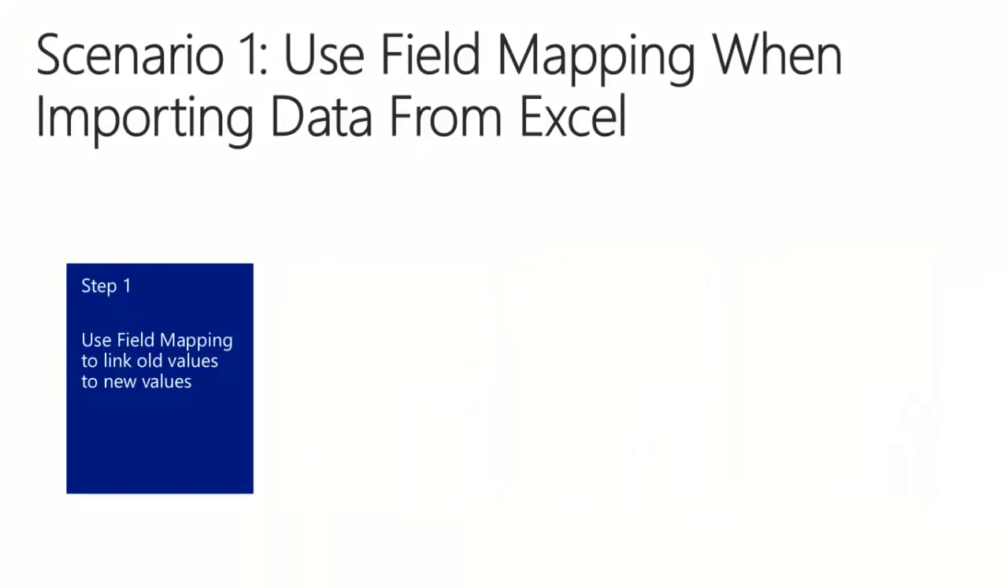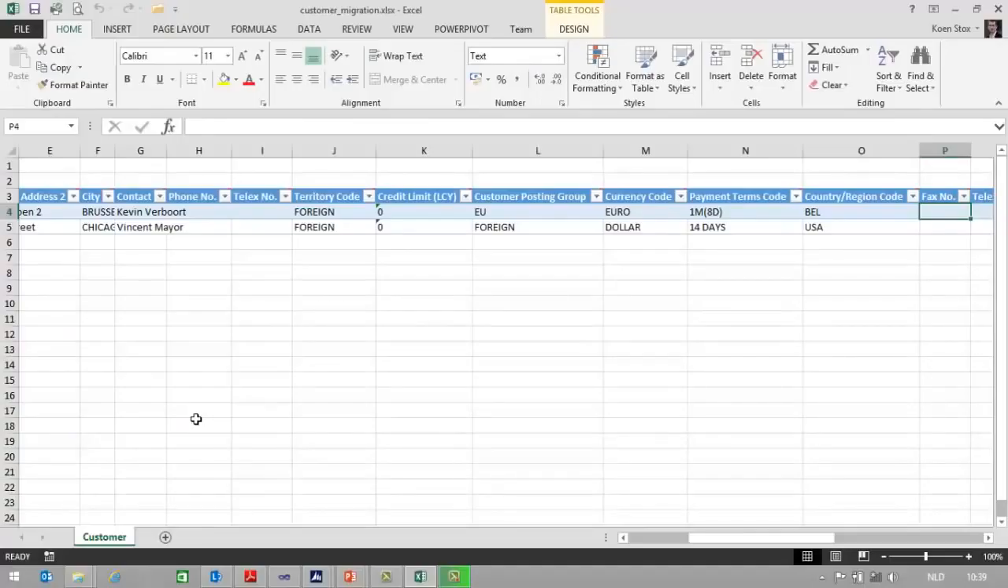In this first step, I will show you how to link old values to new values using the field mapping feature. It happens often that values provided by the customer for a particular field don't match with the values set up in NAV. For example, the user provided country codes BEL and USA, while in NAV we use BE and US. If we know this upfront, we can first map old values to new values before importing data from Excel.